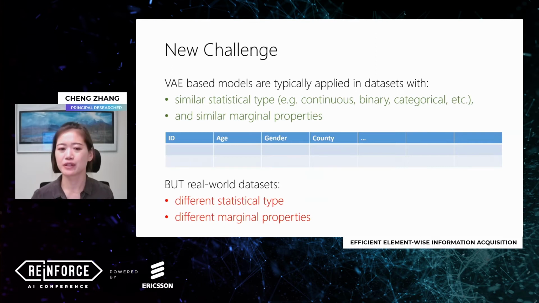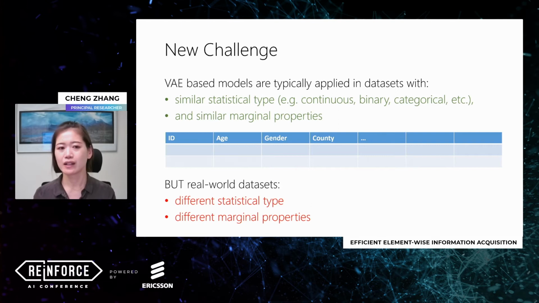But in real world data, when we start to deal with so much data, what it shows is, first, they have different statistical types. It means one dimension can be continuous, for example, height or blood pressure, and another dimension can be categorical, for example, gender. So they have different statistical types. And secondly, they also have different marginal properties.